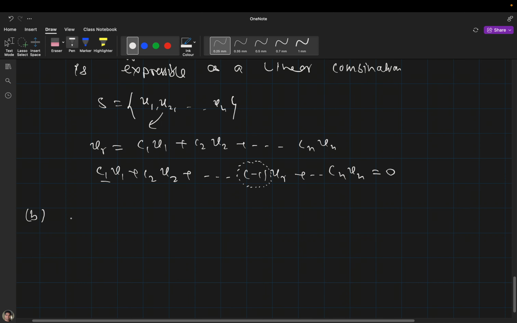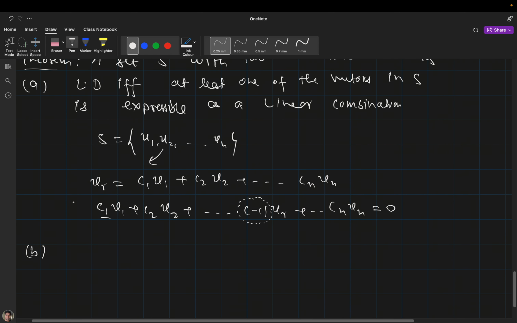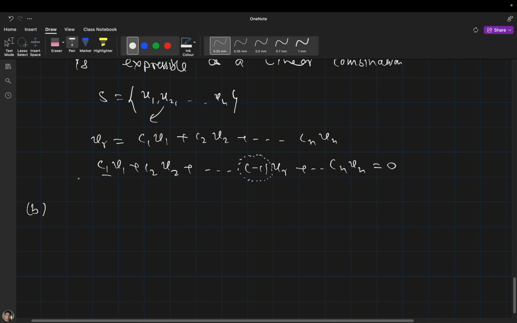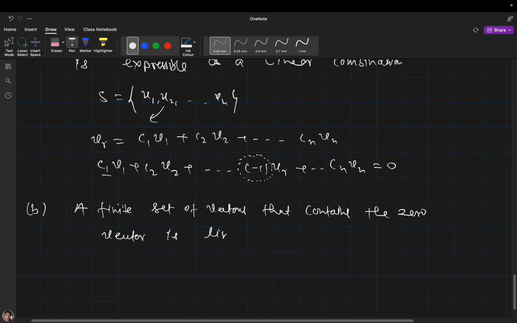Okay, now another situation. A finite set of vectors that contains the zero vector is linearly dependent.